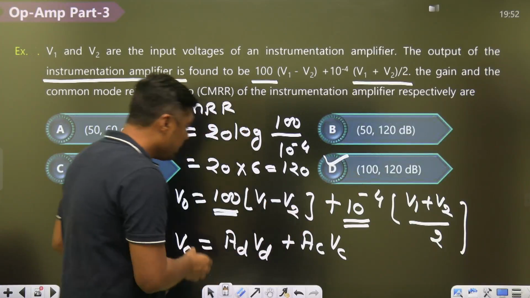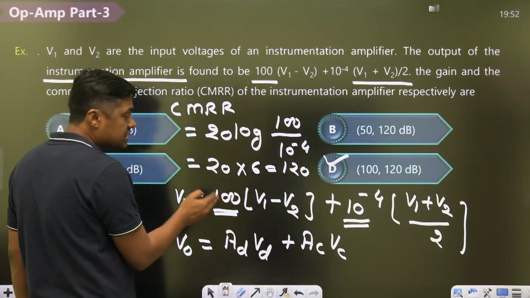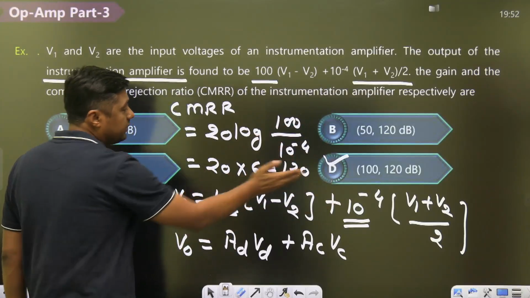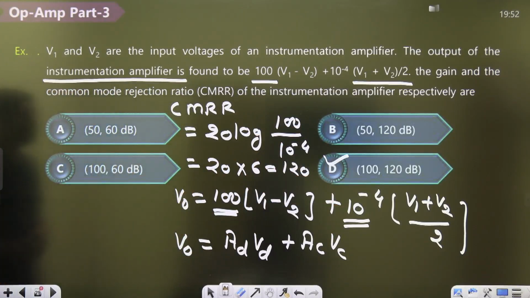Watch this. AD is very high as compared to AC, 10 to the power 6 times high. It is a wanted term. It is an unwanted term. So it is just near to an ideal differential amplifier. Okay. So the answer for this question is D.